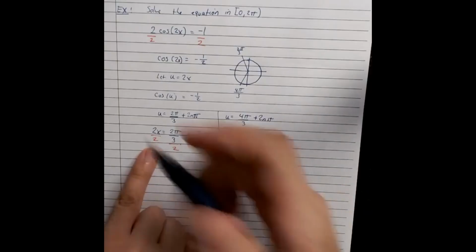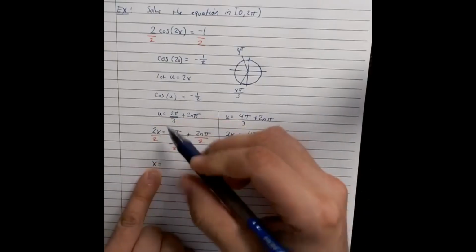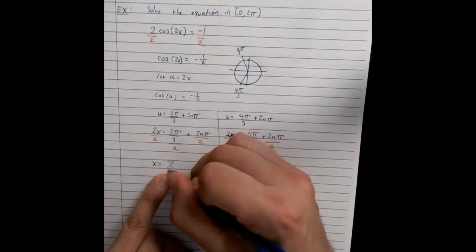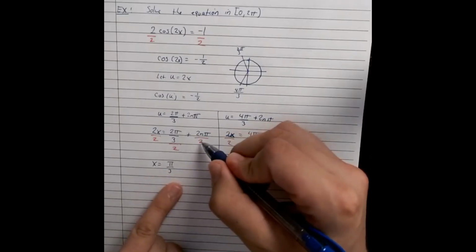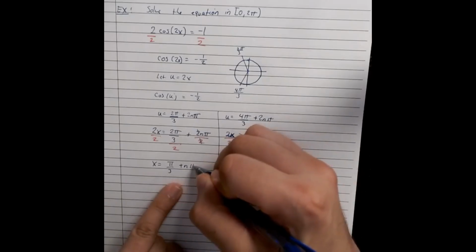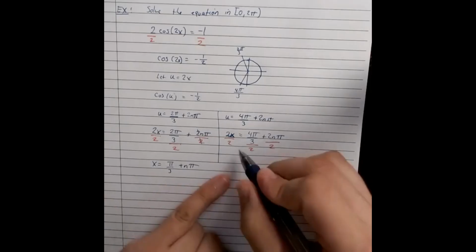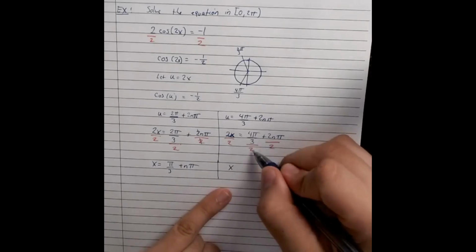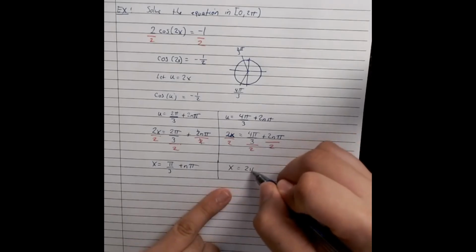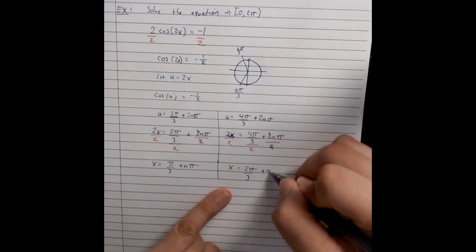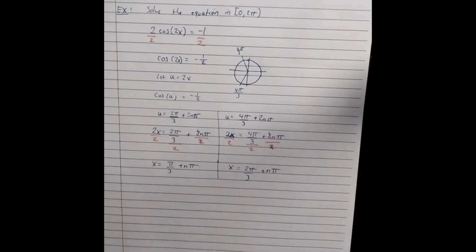Well, now if I divide this by 2, I get x. If I divide 2 pi over 3 by 2, I get 1 pi over 3. And here, if I divide 2n pi over 2, I just get n pi. On this side, if I divide, I get x. Here, 4 pi over 3 divided by 2, that will leave me 2 pi over 3. And if I divide these 2's out, I just get n pi, just like that. And you say, okay, so you're done.